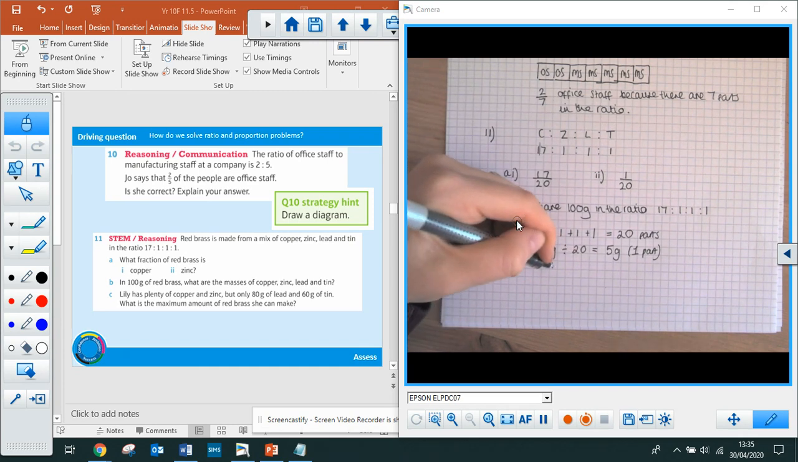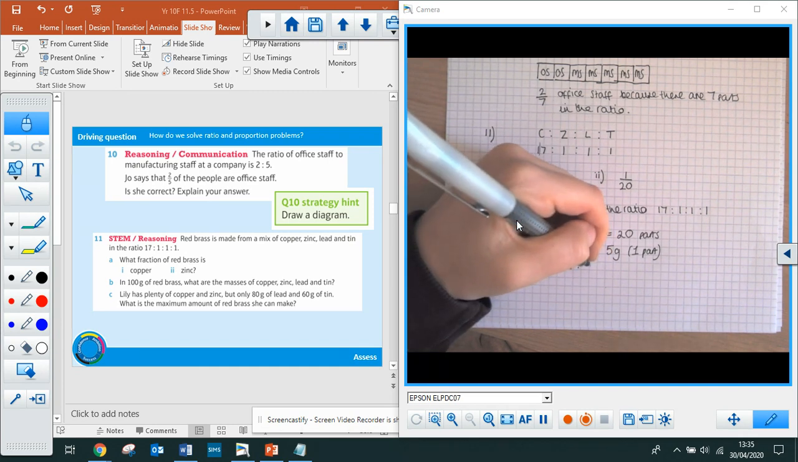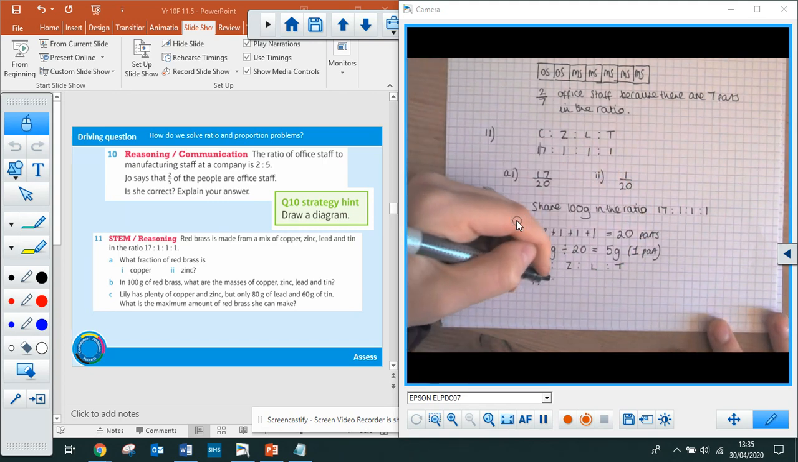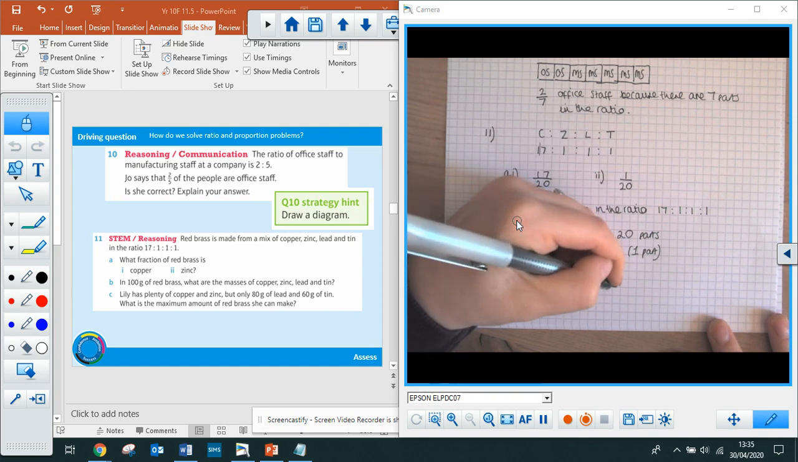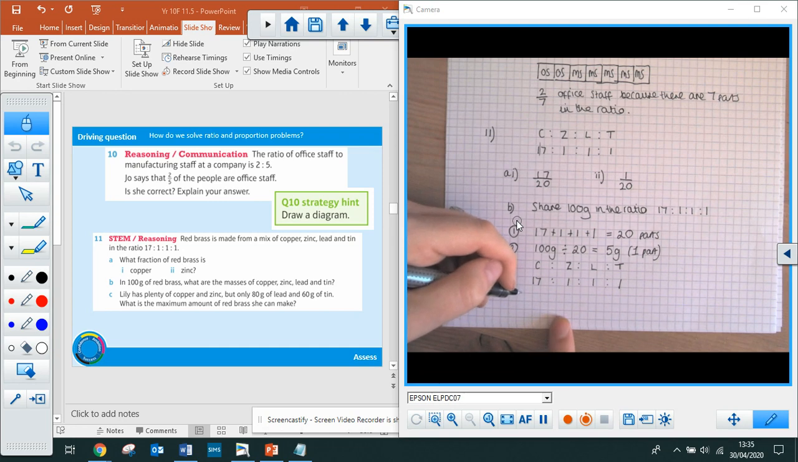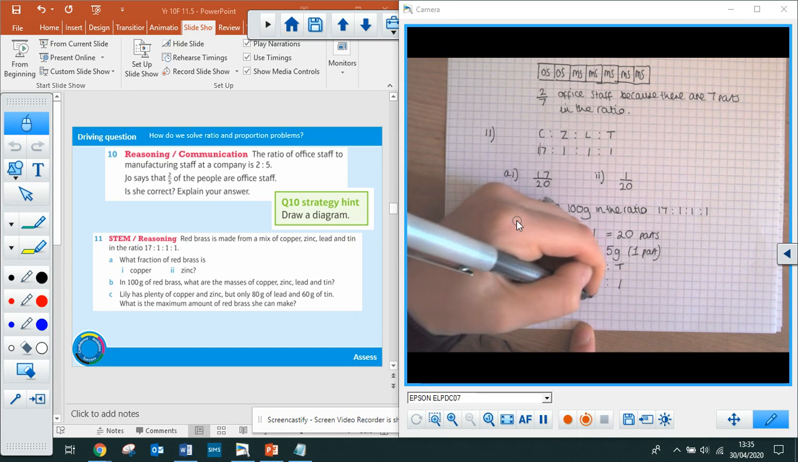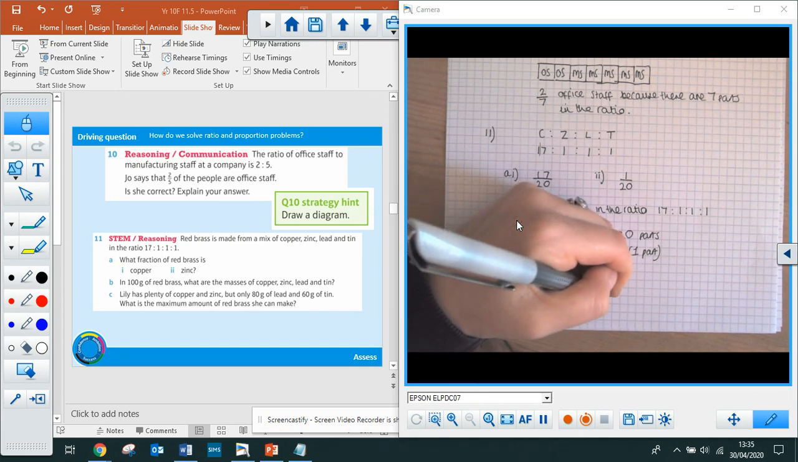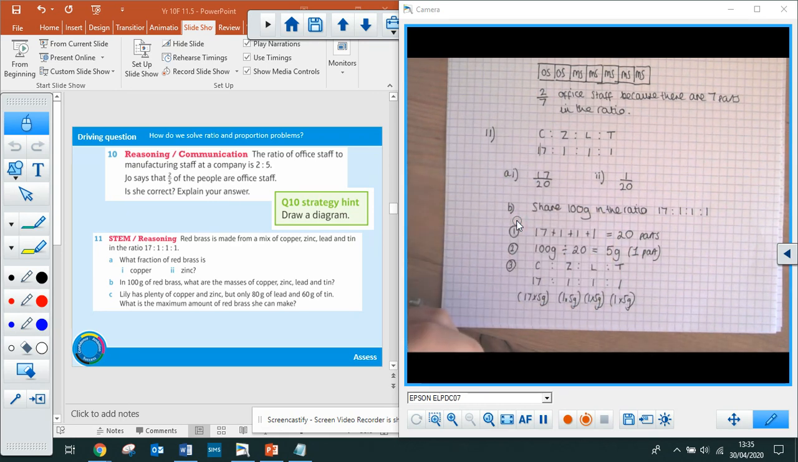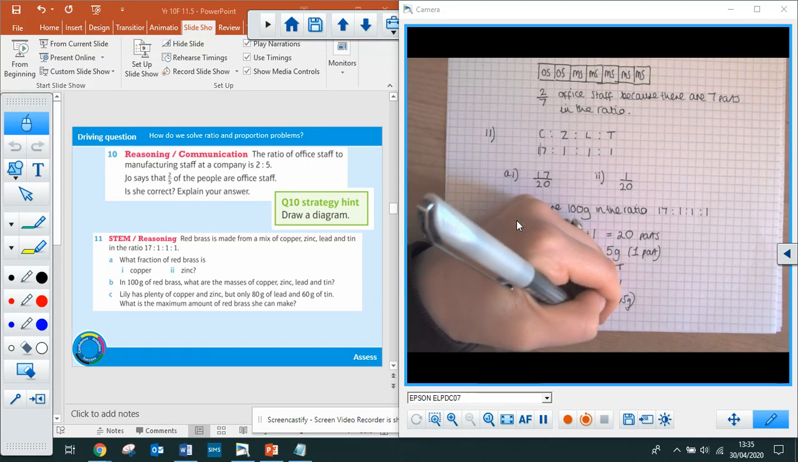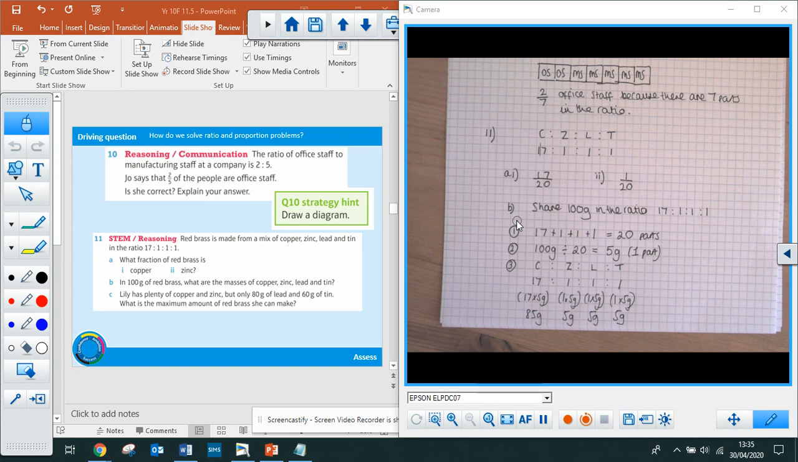So we have copper to zinc to lead and to tin. And that's in 17:1:1:1. So to work out the amount of each, we're going to be doing 17 times the 5 grams there, 1 times the 5 grams here, 1 times the 5 grams here, and 1 times the 5 grams here. So 17 times 5 is going to give you 85 grams. 1 times 5 is 5 grams. So the rest are all 5 grams. Okay? So we have now shared it to find out the masses of each in 100 grams of red brass.